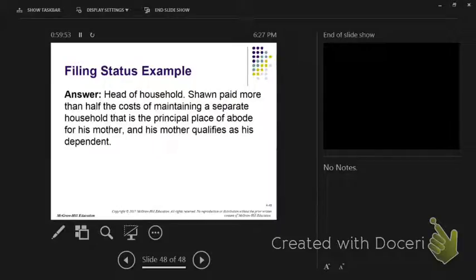Okay, so let's look at a few examples, kind of see what we can get with this. So let's turn to our book. It's page 435, problem number 32.